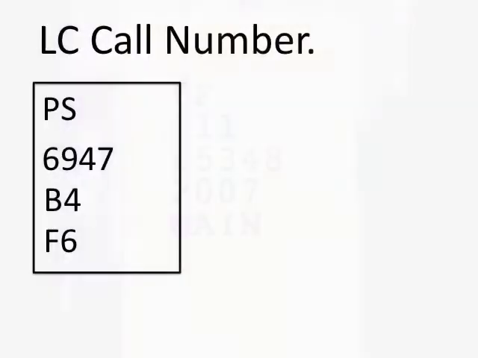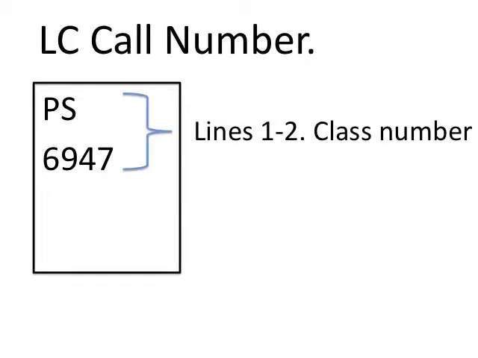This video will introduce the first 4 lines in a Library of Congress or LC call number. All LC call numbers have at least 3 lines of information. The class number in LC has 2 parts and occupies the first 2 lines of the call number.